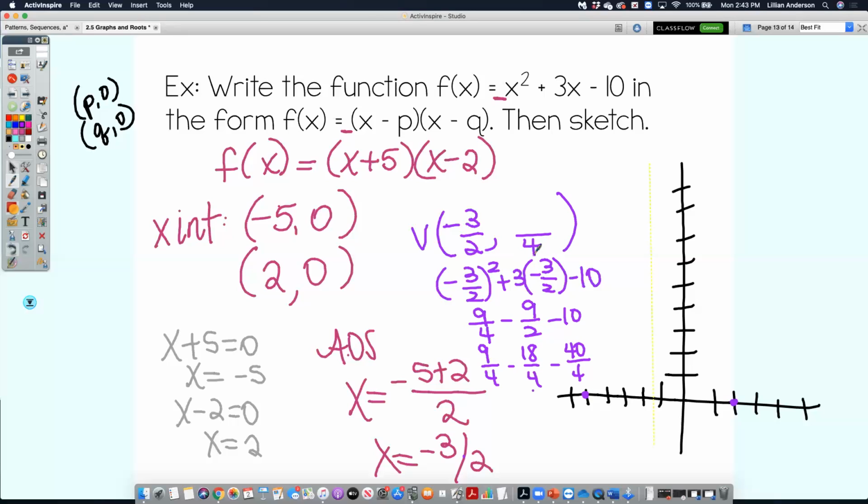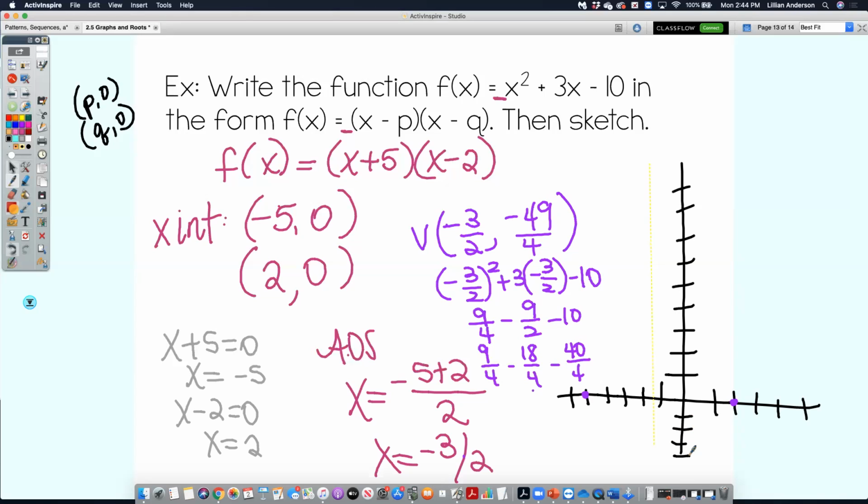Is it -67? No, too big. Too big. 9 minus 18 is -9. -9 minus 40 is -49. So it's not pretty, but it gets me where I need to be.